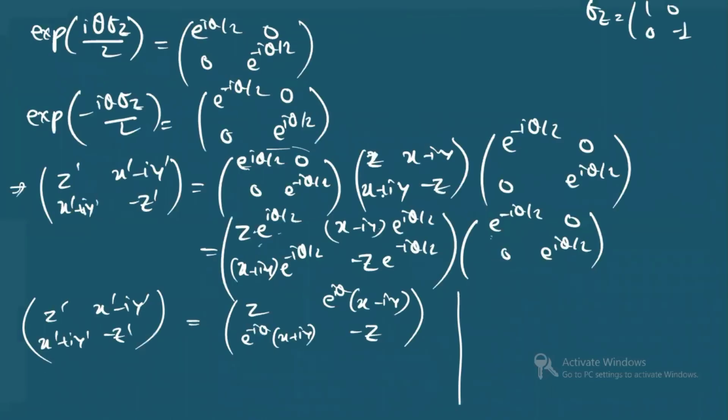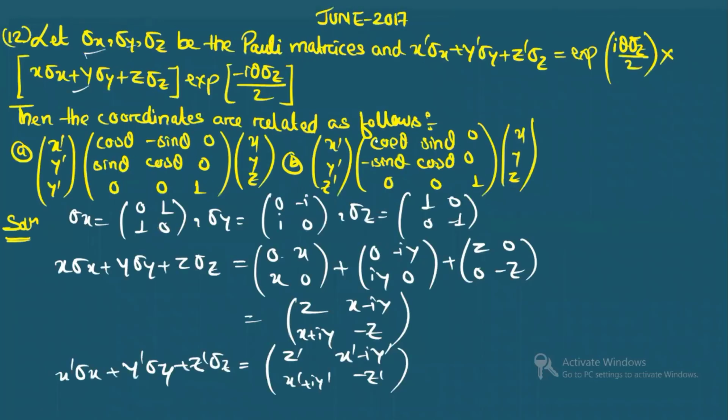So the correct option will be what? You got the answer to be what? Cos theta, sin theta, minus sin theta, cos theta, and 1. Right? This is what you are getting. X, Y, Z, X prime. So the correct option is option B.